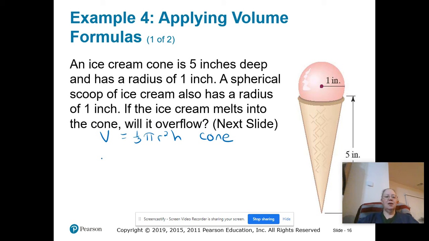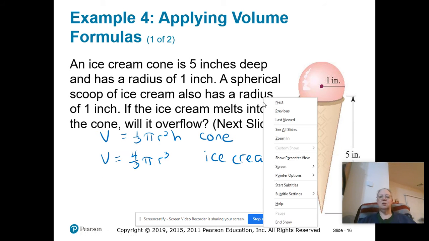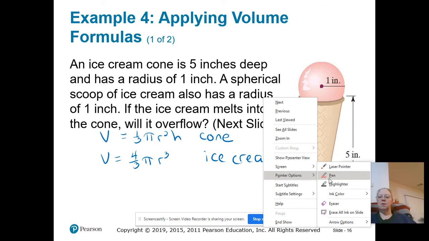All right, and the 4/3 pi r cubed, that's going to be for the ice cream. Now that I figured out how to change the color.